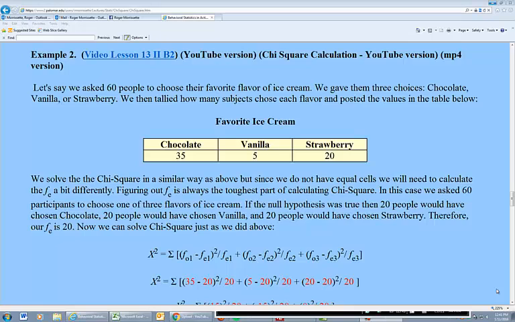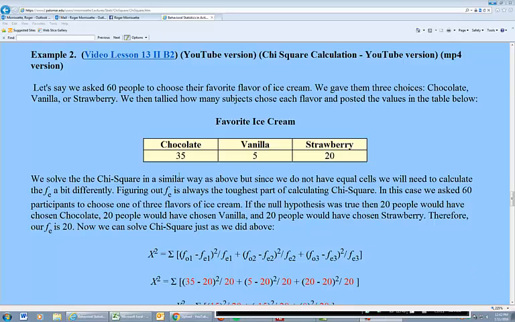So in this case, we're determining if there's a favorite ice cream flavor, if people like a particular ice cream flavor better. So we ask them a real simple question. Of these three flavors, which is your favorite? They're not ranking them. They're just asking which one is your favorite. It's that simple. Okay, so there's three ice cream flavors, chocolate, vanilla, and strawberry.